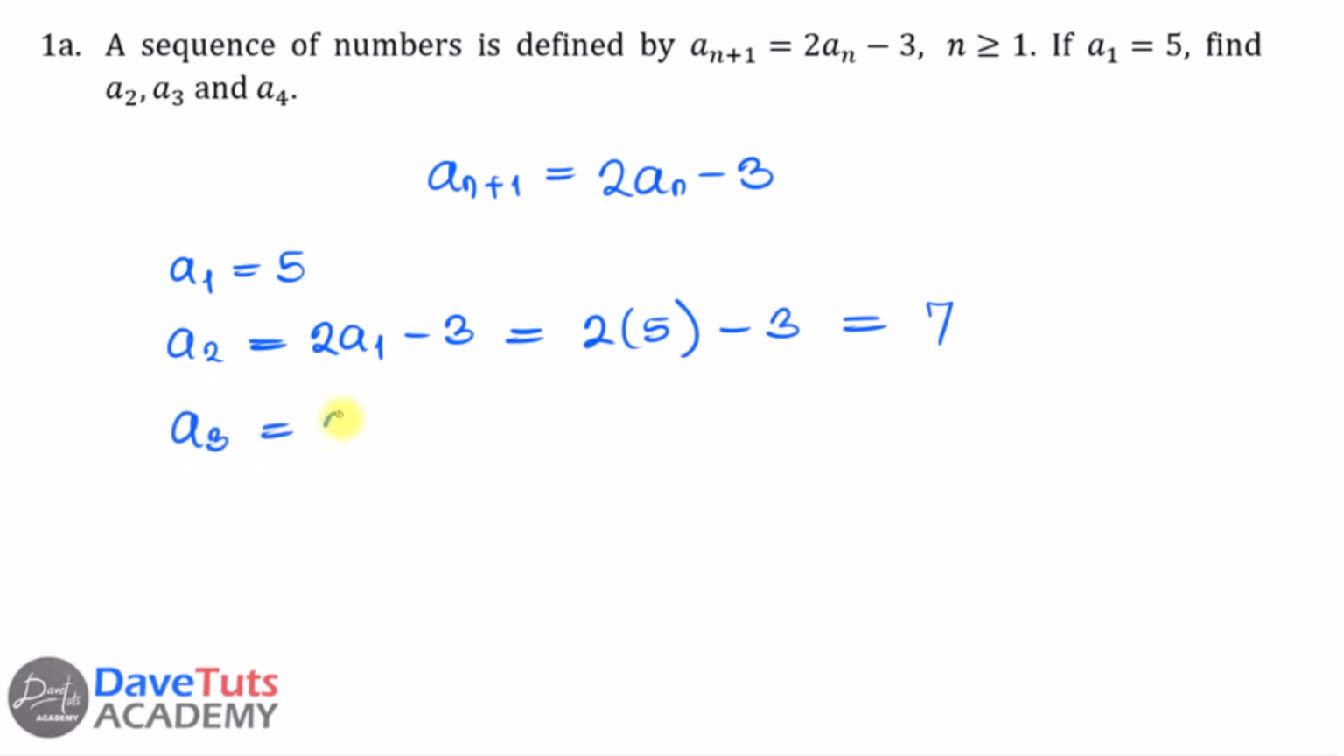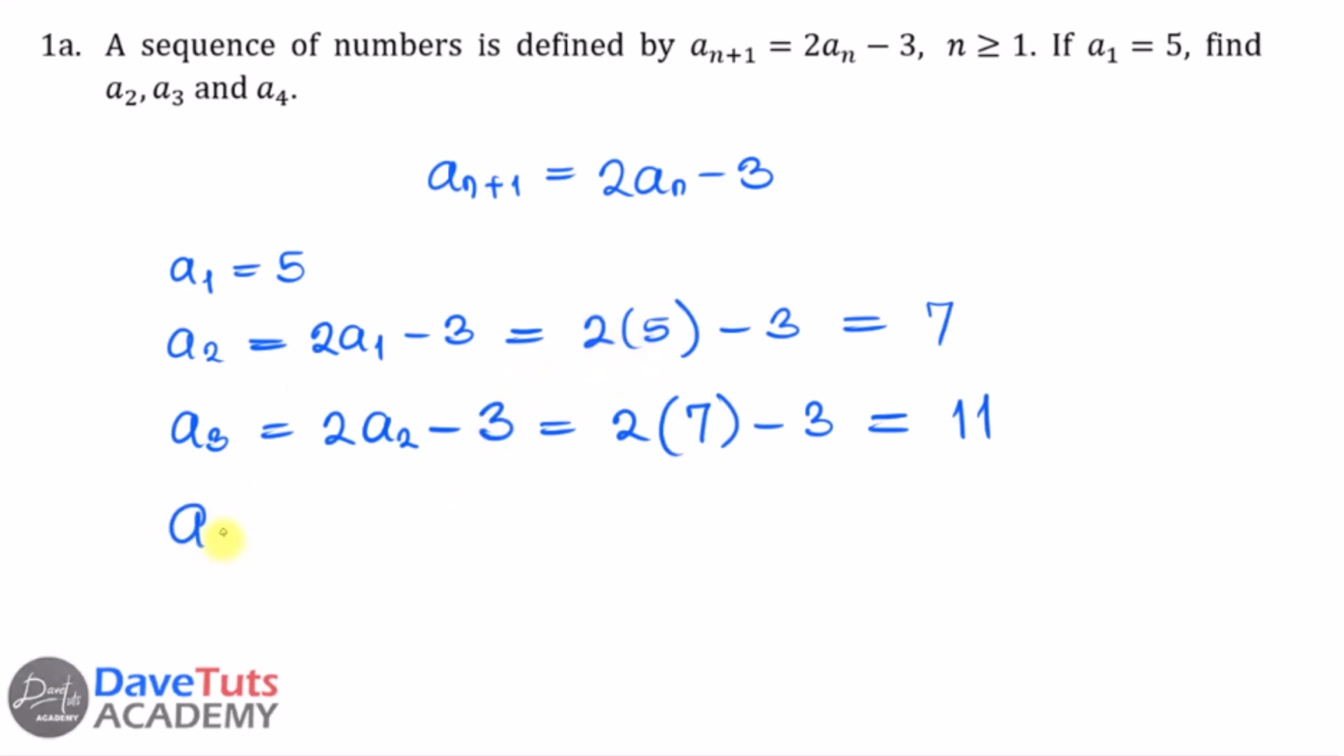a3 will now be 2a2 again minus 3, and if we continue in that model, a2 is 7, then minus 3. This will be 2 times 7 is 14. 14 minus 3, that will be 11. So you need to be careful that you don't miss any step because you are going to use that value in the next operation.